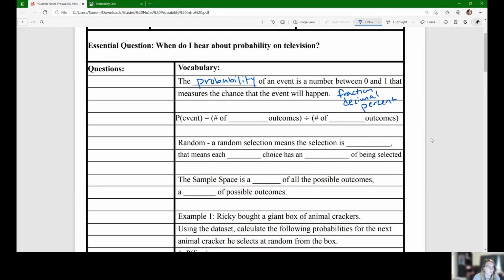So we do the probability of an event. It's the number of, you could say, desired or wanted outcomes divided by the number of total outcomes. So if you think about that, if I have 26 letters in the alphabet and I pick one, that's 1 out of 26, or 1 divided by 26. The most I could pick would be 26. 26 divided by 26 is 1. Or I could pick 0. 0 divided by 26 is 0. So it's always going to be between 0 and 1.